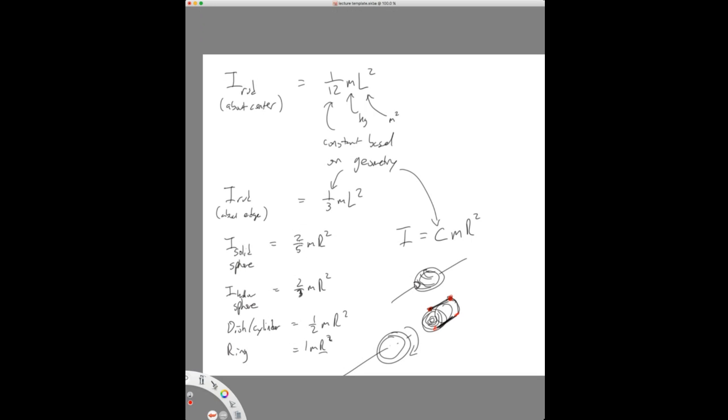Okay, but for purposes of solving problems, these constants are usually either given or we look them up in the table. Okay, any questions?